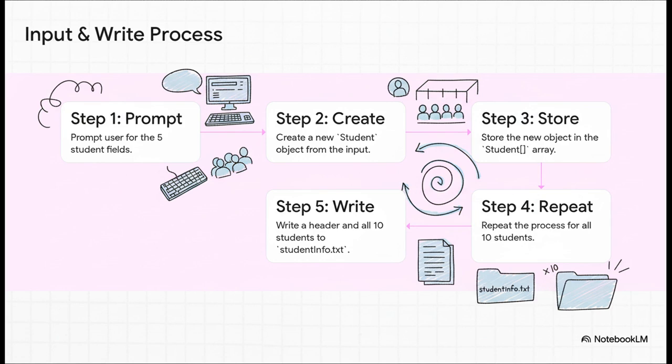Step 1, ask the user for the info. Step 2, use that info to create a new student object. Step 3, stick that object into your array. Once that array is full, you'll write the whole thing out to the file and make sure you put that required header line in first.